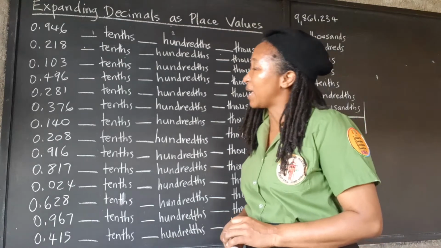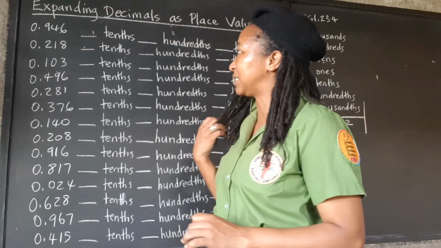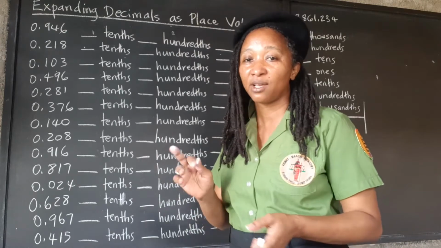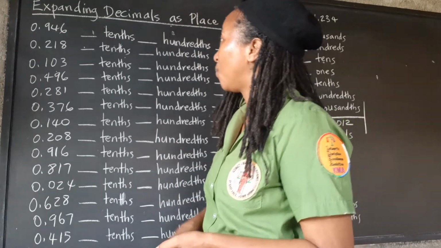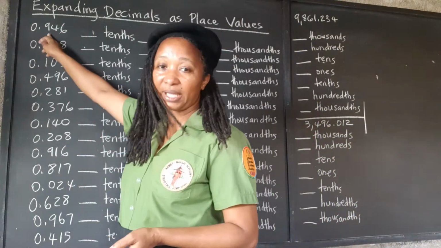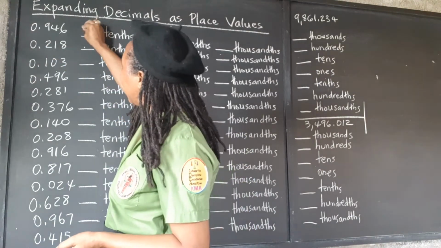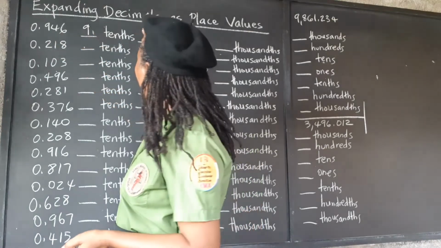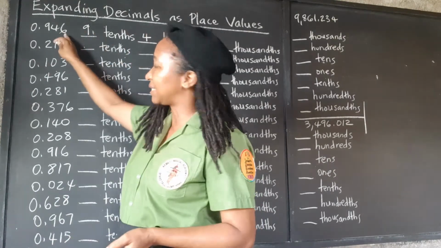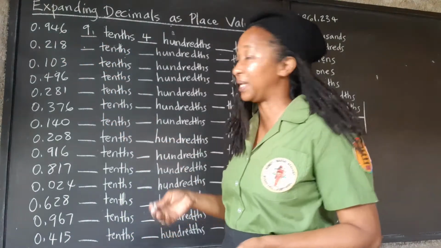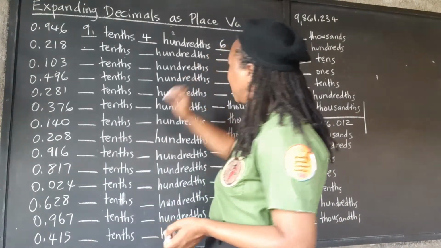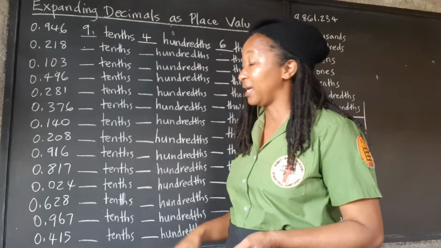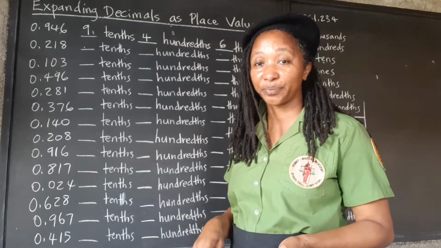So let's go. We have 0.946. How many tenths? How many hundredths? How many thousandths? We know that the 9 is in the tenths place, so that's 9 tenths. 4 is in the hundredths place, that's 4 hundredths. 6 is in the thousandths place, so that's 6 thousandths. As simple as that. It is that simple.